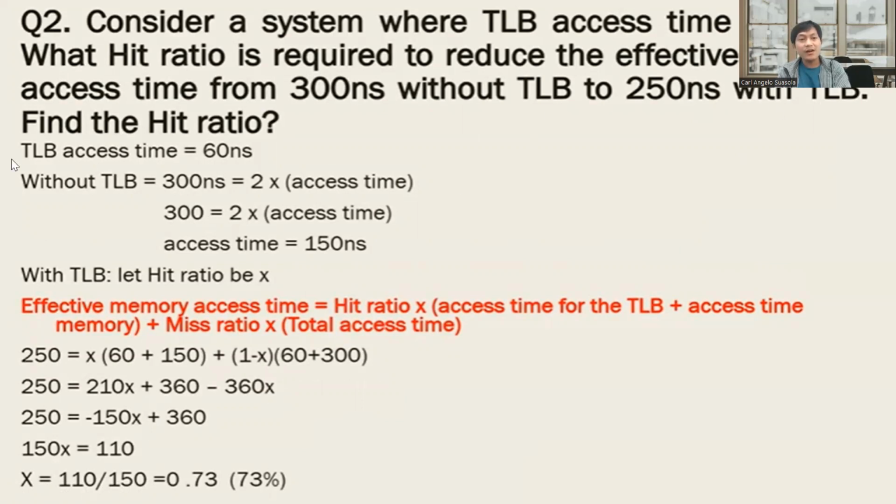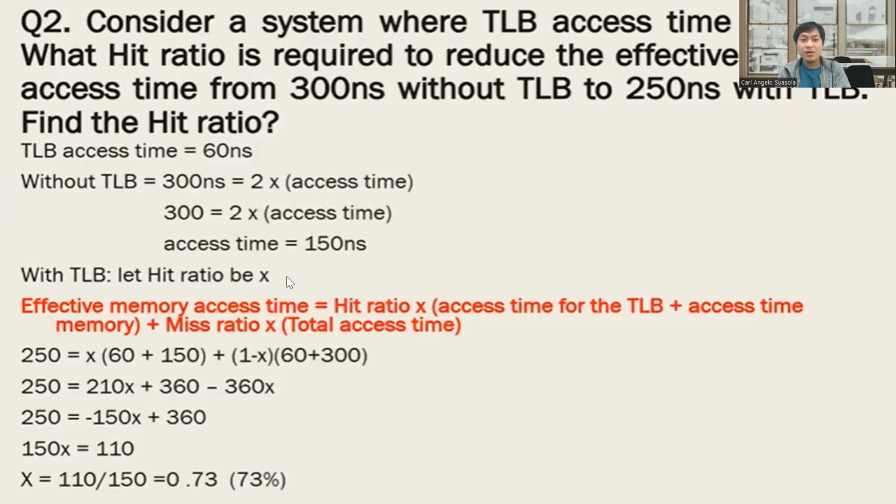So, given here the TLB access time, which is 60 nanoseconds. So if we have without TLB, we have 300 nanoseconds. Using the formula, 2 multiplied by the access time, so 300 is equal to 2 times access time. So we can get the access time of 150 nanoseconds, for the case without TLB.